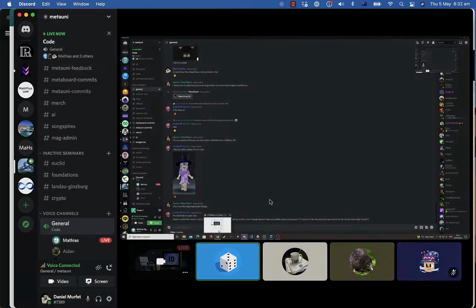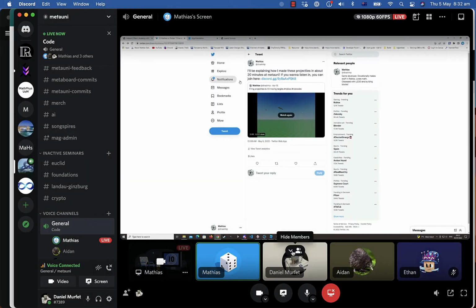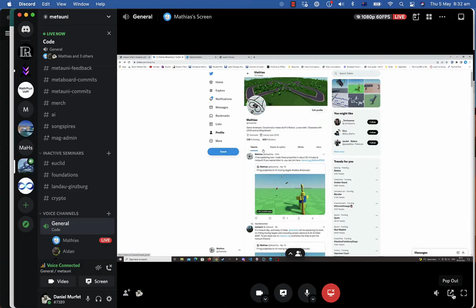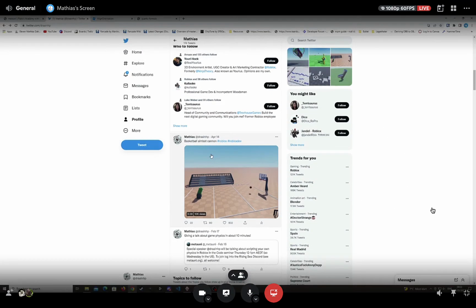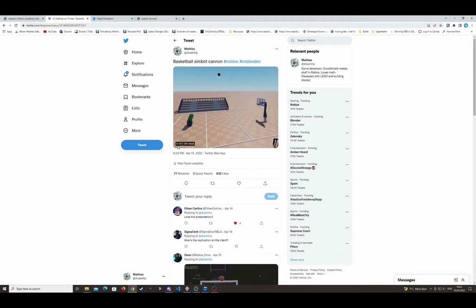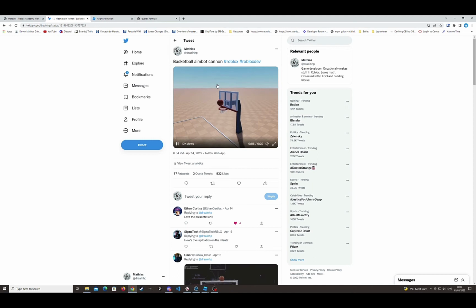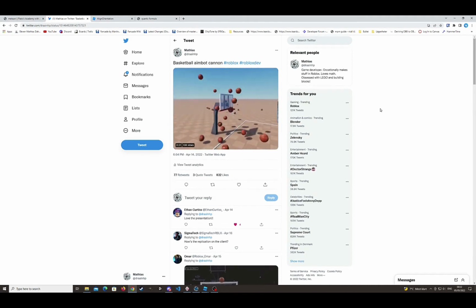Yep, so I'm going to talk about projectiles. I posted this tweet some time ago with this basketball aiming cannon. I wanted to talk about how I did the math behind this and also how you can hit moving targets too. And then later we're gonna live code a people cannon.